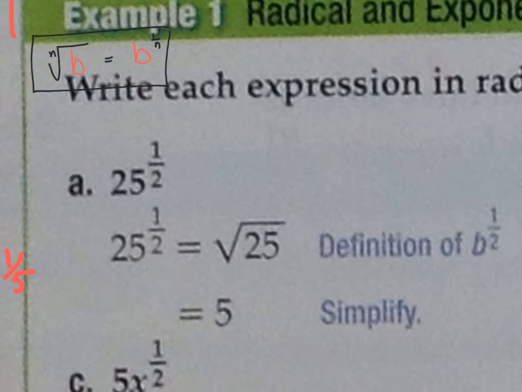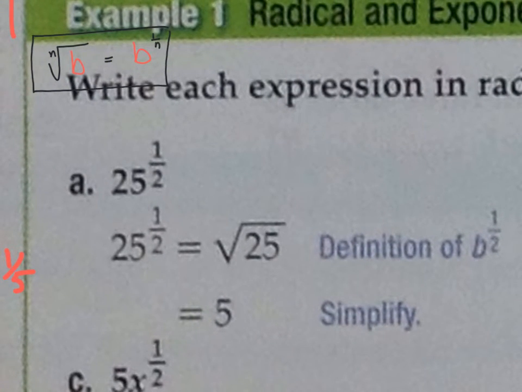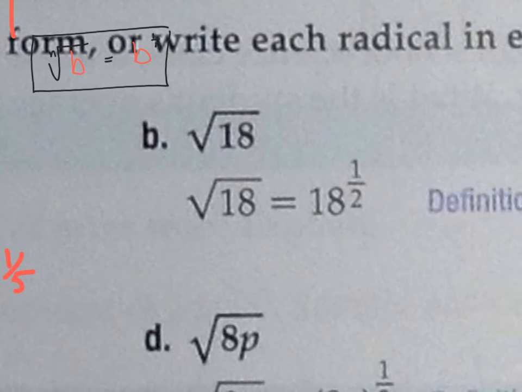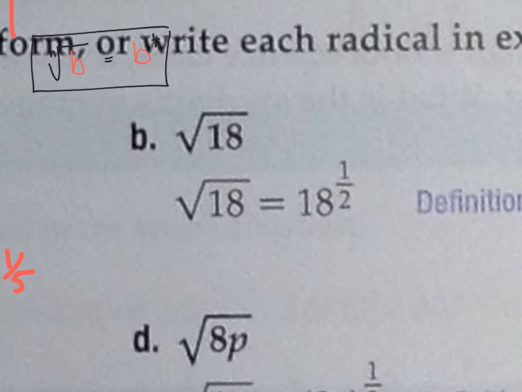25 to the 1/2 power, that's really the square root of 25, which is 5. The square root of 18. You can't really get a nice answer for the square root of 18. You could simplify it, but we're not even doing that right now.